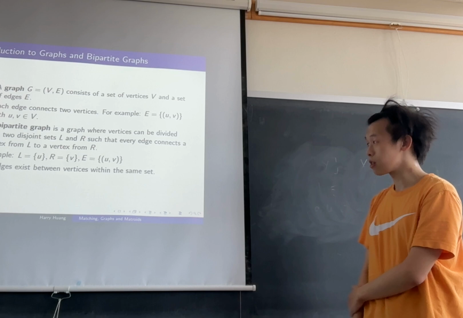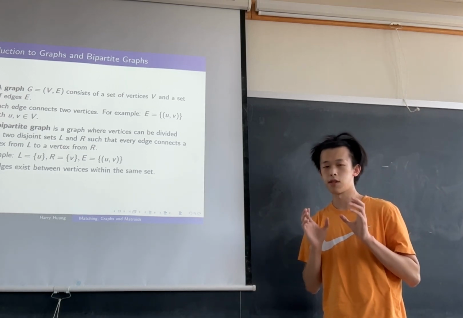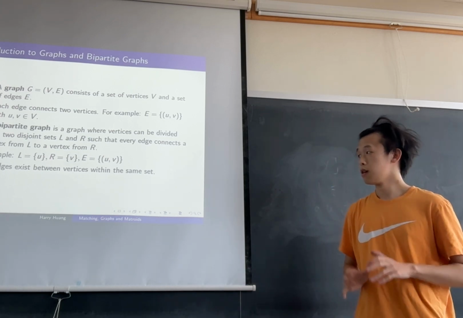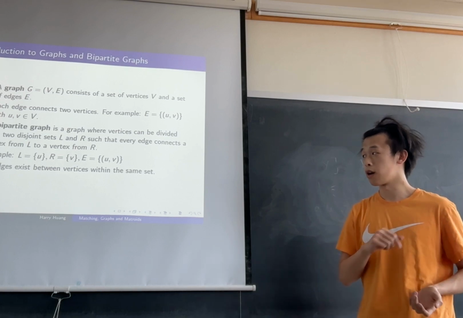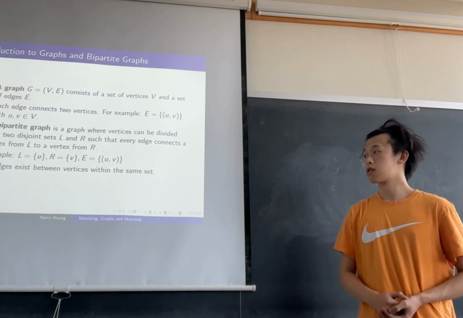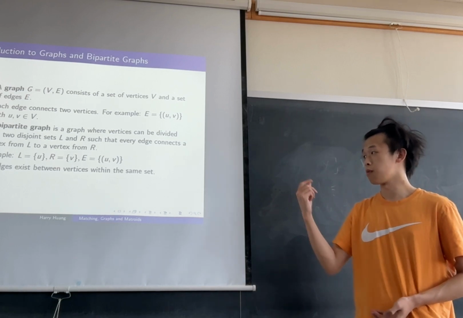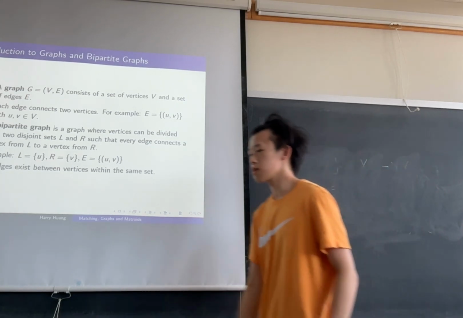A bipartite graph is a special kind of graph where you can separate the vertex set into two parts. It is a bipartite graph if and only if, for the left part L and the right part R, there are no edges between two points in the same set. It is called a bipartite graph because you can separate it into two parts.